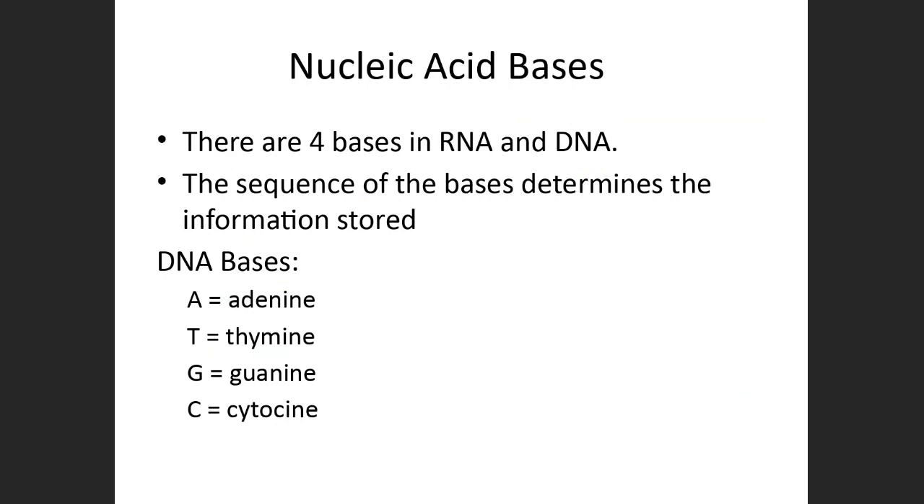So DNA and RNA each have 4 bases. There's one difference in their bases. So these are our DNA bases, A, T, G, and C. And you've probably heard of them before. A stands for adenine, T is thymine, G is guanine, C is cytosine. I'm not going to ask you what they stand for. We're just going to use A, T, G, and C. Okay?